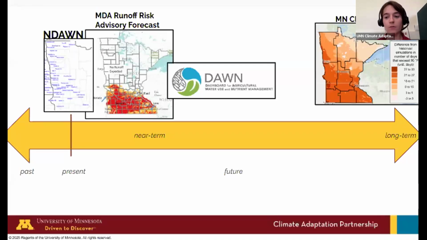The MDA runoff risk forecast looks a little bit further out and helps farmers make decisions based on 72-hour forecasts. The Dawn dashboard, also known as the dashboard for agricultural water use and nutrient management, helps farmers make nutrient management and seed selection decisions with the ability of 6-month forecasts. But then there's a huge gap between those forecasts and what we are able to do with climate data, such as the data from MinClimate.